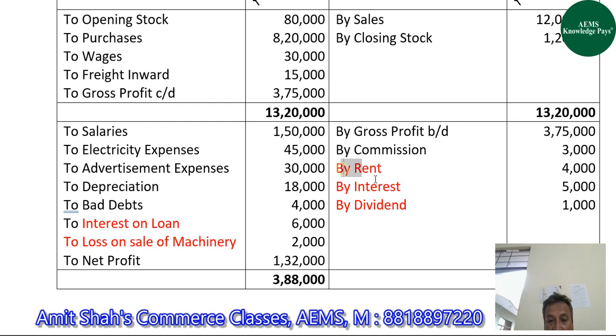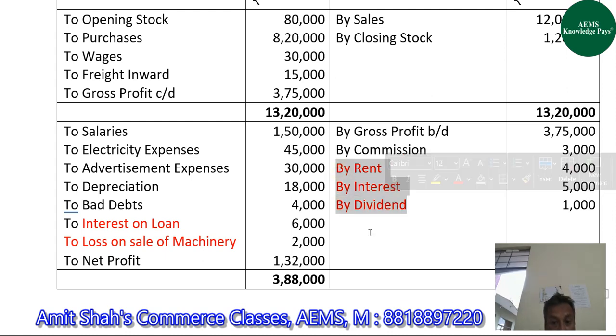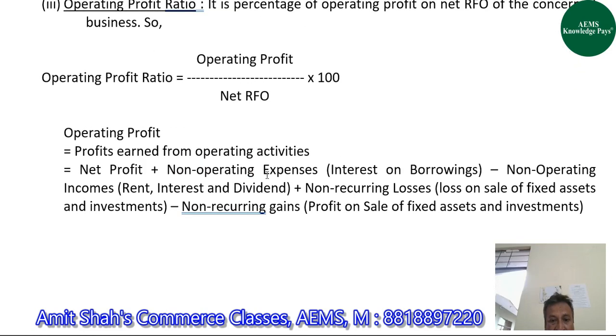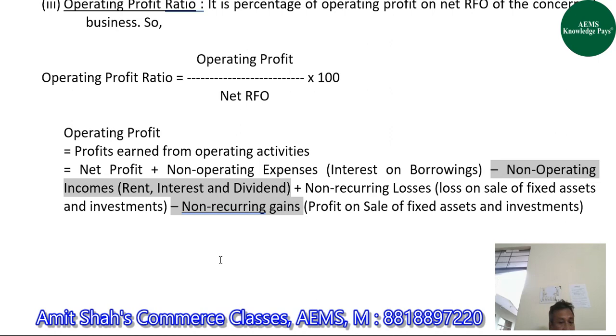And if these items are not there, then what will happen to our net profit? If these three items are not there, because of these three items our net profit is increasing. So if these three items are removed, why? Because they are non-operating. These three are non-operating incomes, guys. So because of this, our net profit will decrease, and that is why we have decreased these items. That is, non-operating incomes we have subtracted and non-recurring gains we have subtracted. Am I clear?